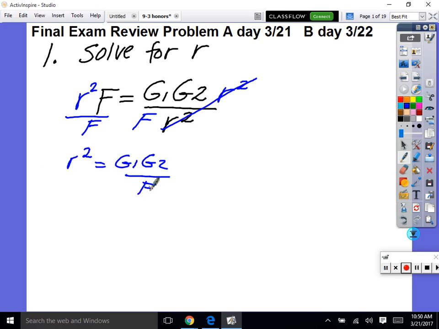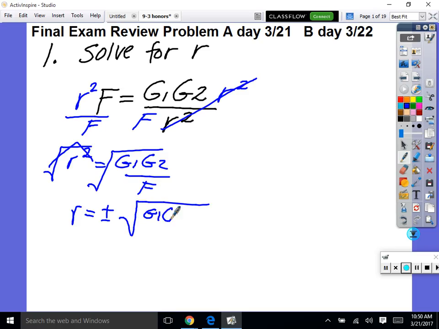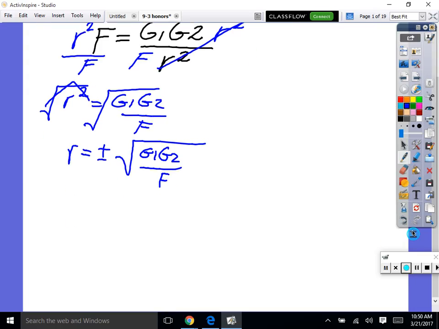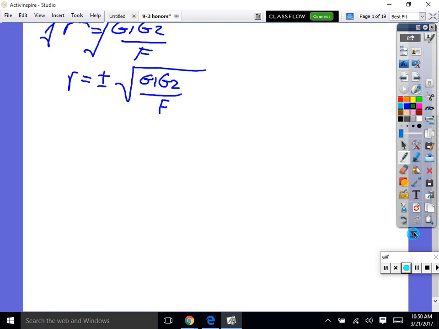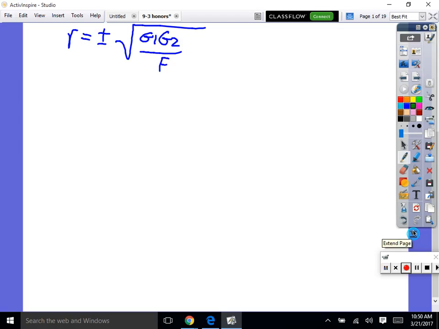Then next, square root both sides of the equation. Root cancels out with power. R is equal to plus and minus the square root of G1, G2 over F. Now, we could write that as an answer, but technically it's considered not simplified, right? We want to be technical? Why not? We can rationalize the denominator.